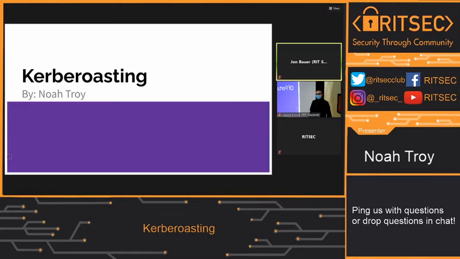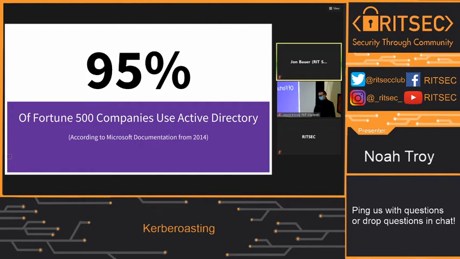First, this attack was first found, or at least first publicized, in 2014. At that time, 95% of all Fortune 500 companies were using Active Directory, which is a big deal. This is from Microsoft, so there might be some bias here, but apparently 95% of Fortune 500 companies were using Active Directory.